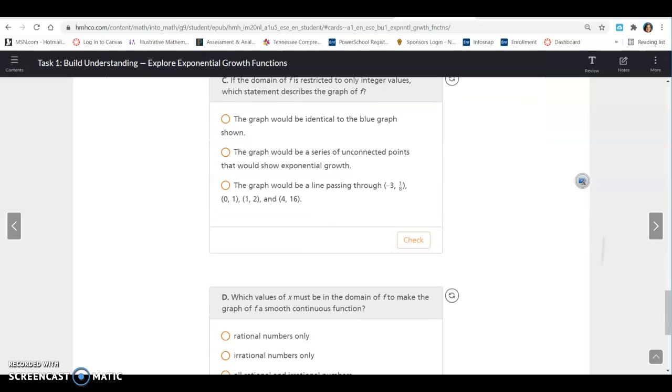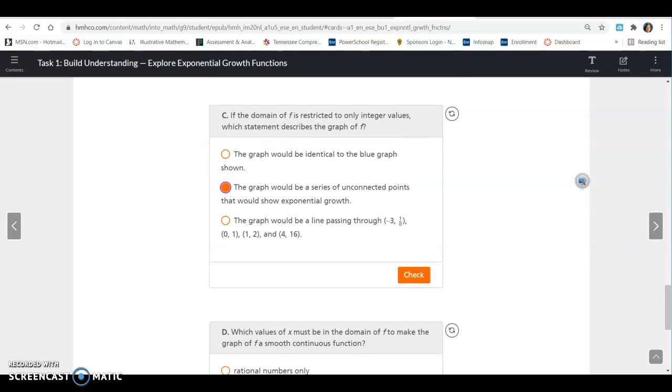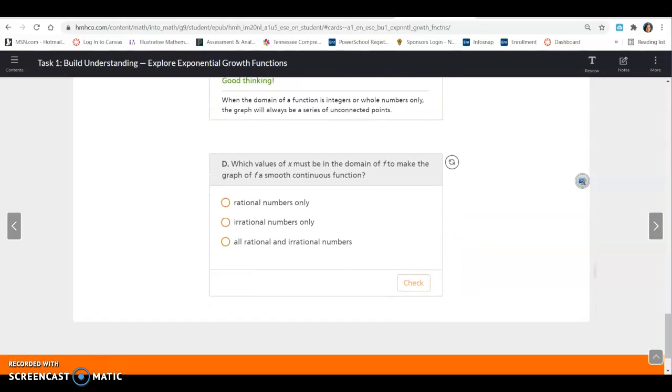All right, nope. The graph would be a series of unconnected points that would show exponential growth. That's true, because if it's only integer values, there would only be points on the integer values, not a curve connecting all of them. So that one has to be just a graph with dots on it.